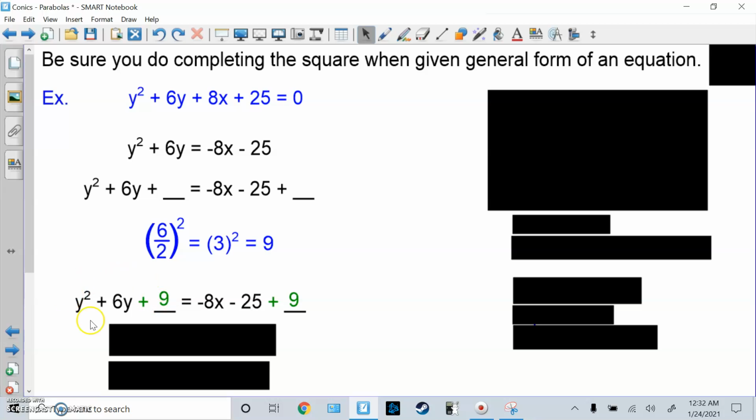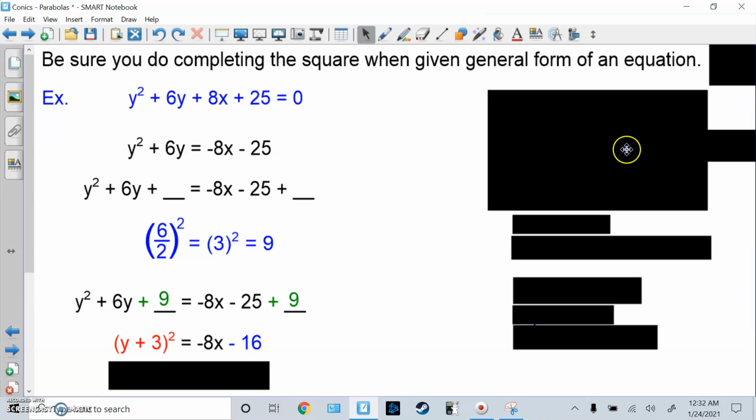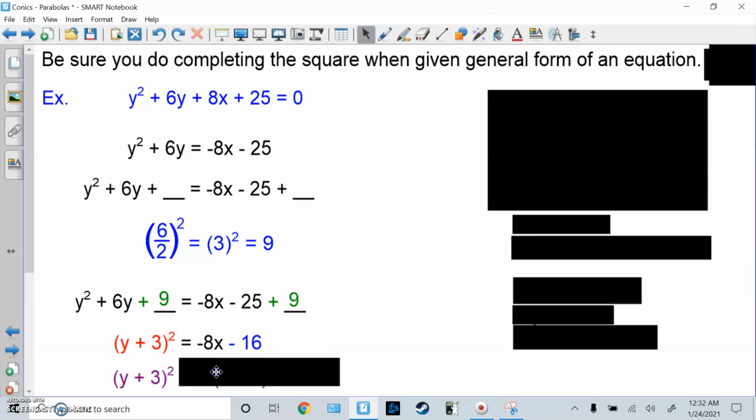Then this left side is now factorable. That's y plus 3 times y plus 3, meaning y plus 3 squared. On the right side, I did combine like terms. Then on the right side, I need to factor the negative 8 as the GCF to get this final equation.